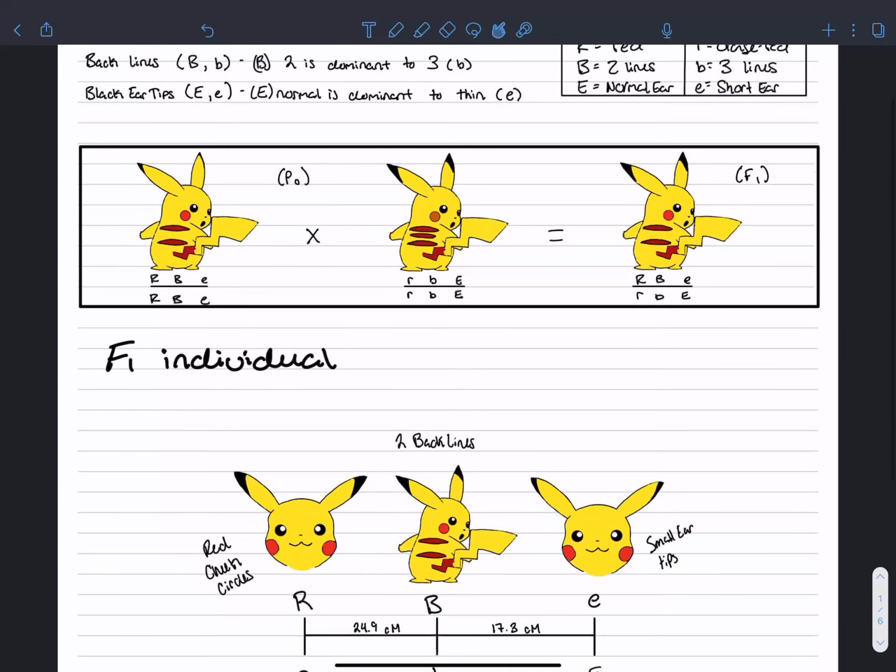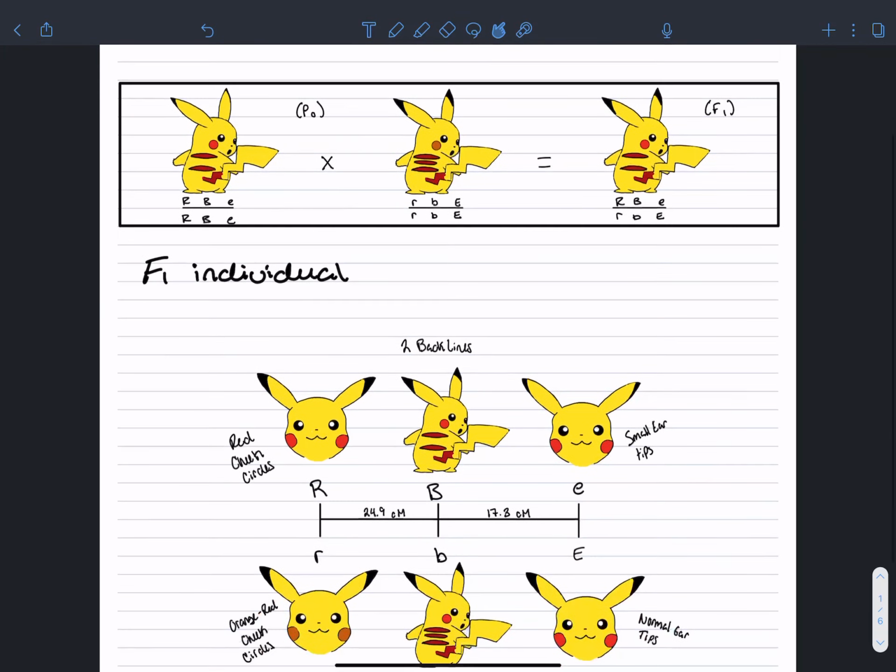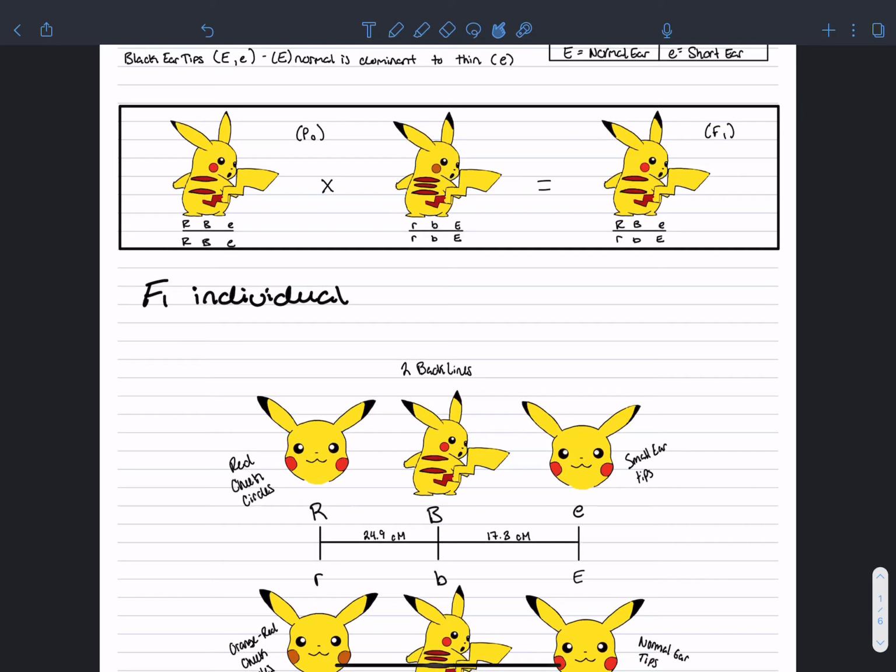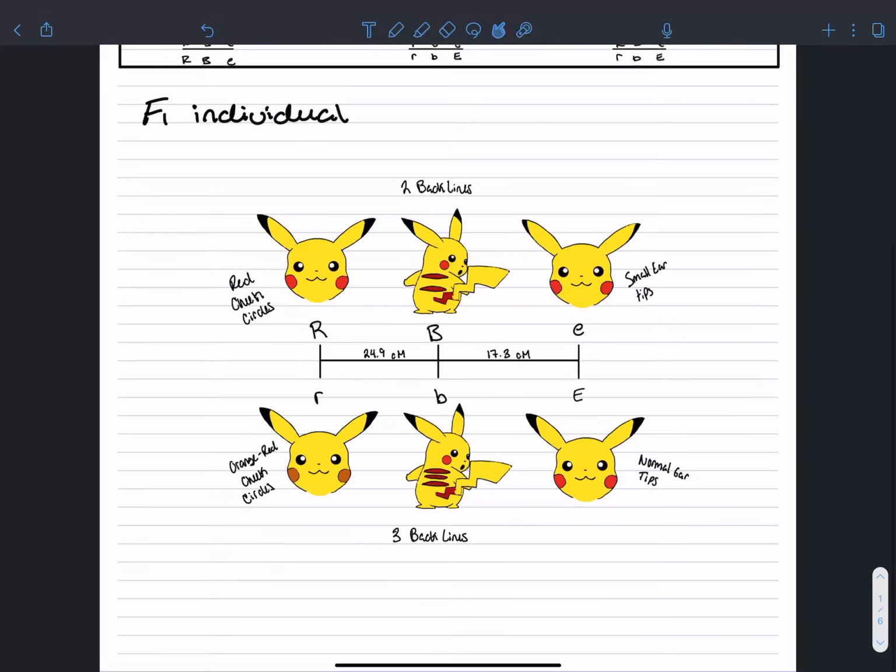For the initial cross, I chose a pure breeding red cheek, 2 backline, short ear tip Pikachu, and a pure breeding orange cheek, 3 backline, normal ear tip Pikachu. The F1 individual is seen here with all the traits depicted above the appropriate loci.